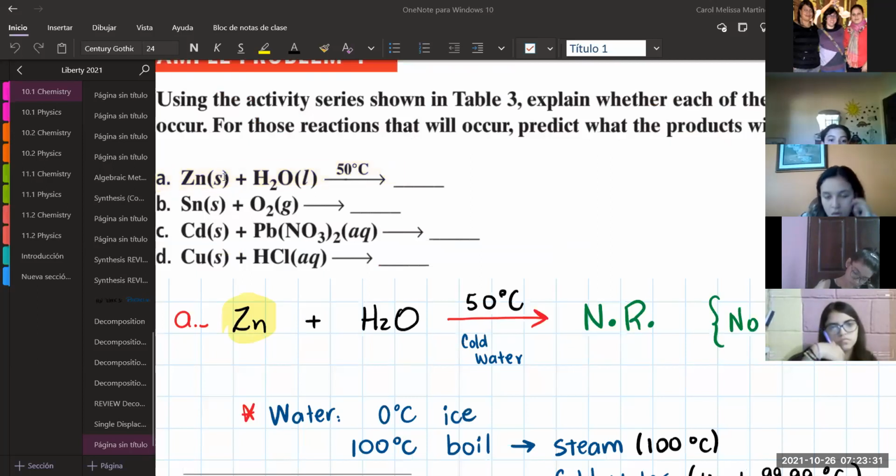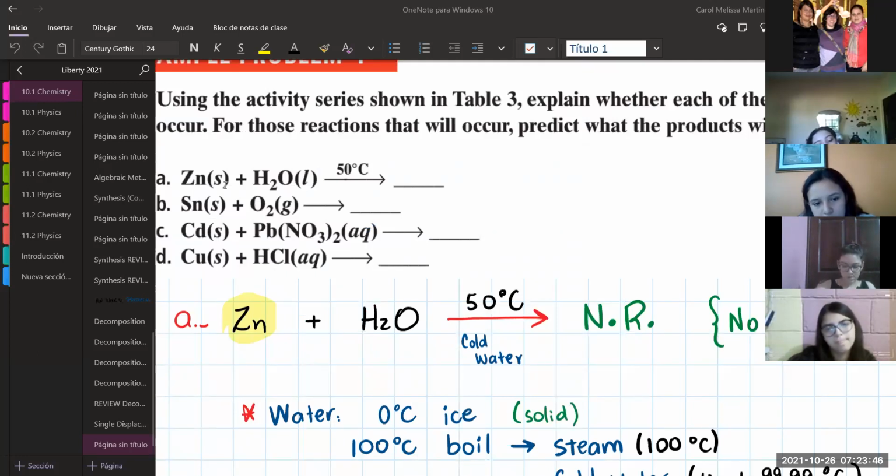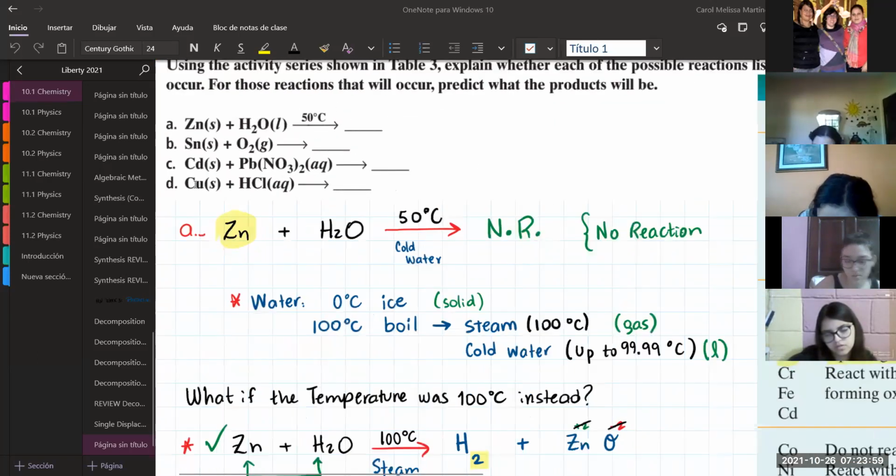The temperature of the water also will define the physical state. So when the water is at 0 degrees, you have ice, which means that's solid. Steam is a gas, and cold water is going to be liquid. So that's another thing to identify: the physical state slash temperature of water.